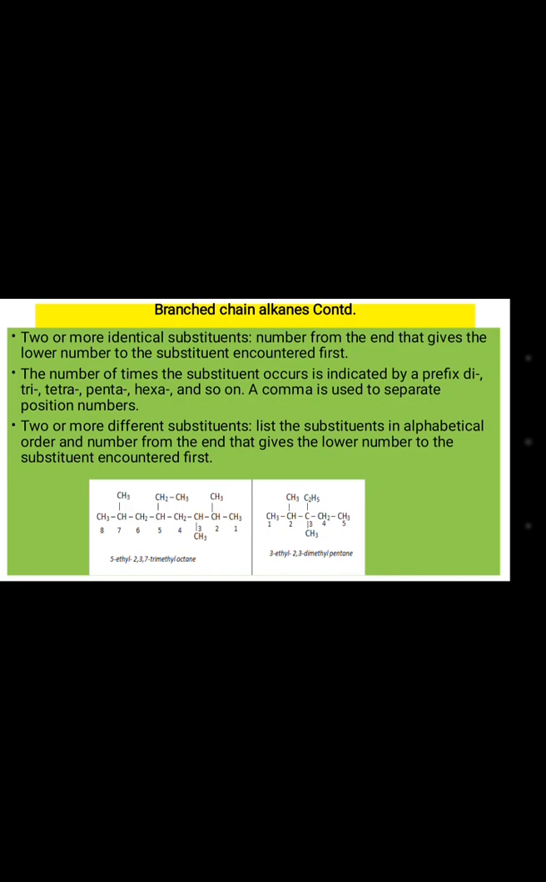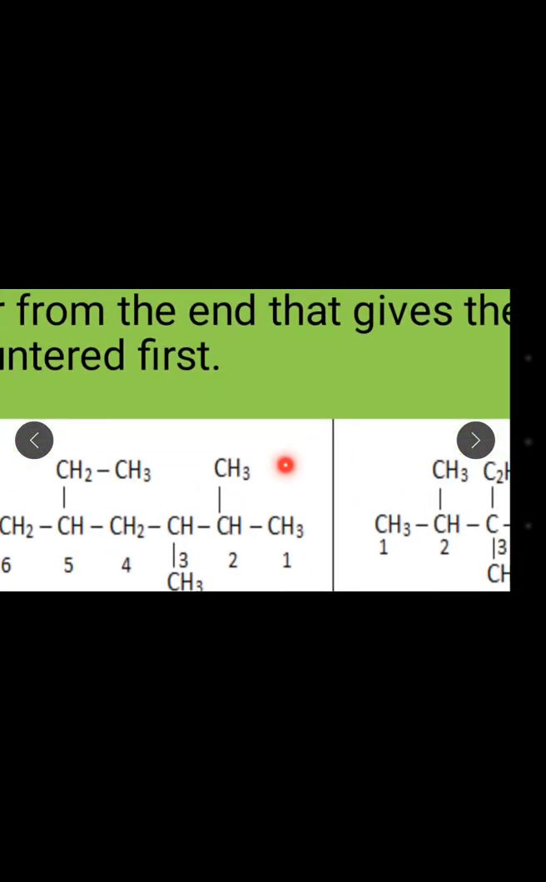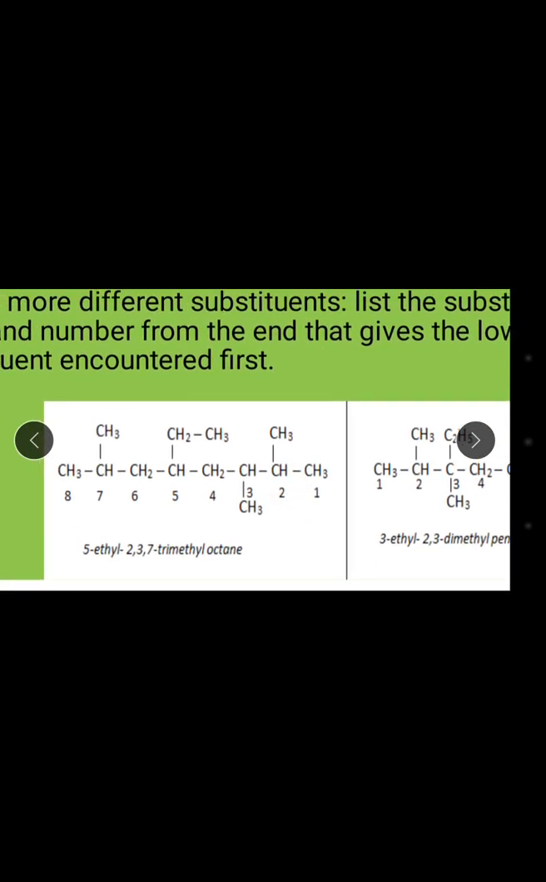Now another rule says when you have 2 or more substituents, you must name them alphabetically from the end that gives the lower number to the substituent encountered. Now let's consider this example. Good. Look at this. Don't forget, you have to start observing the rule from rule 1. This is the compound we are to name now.